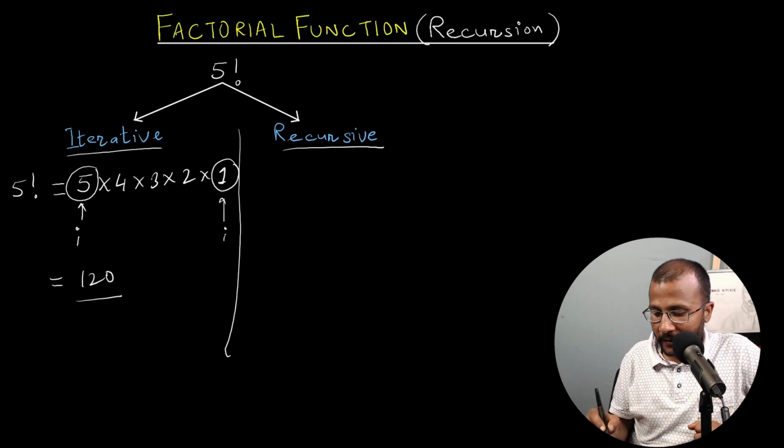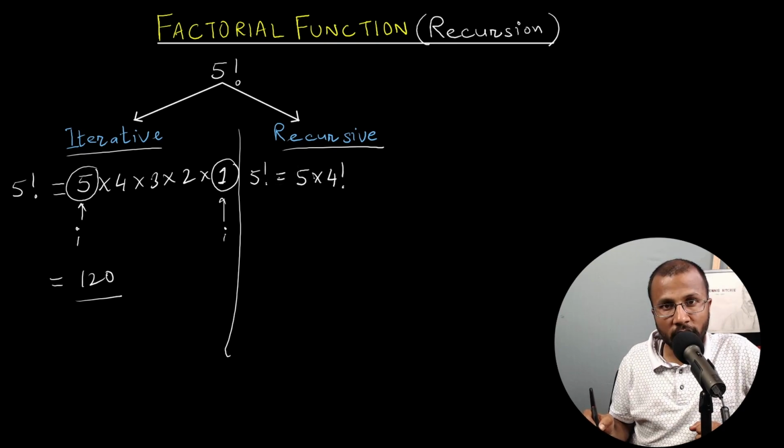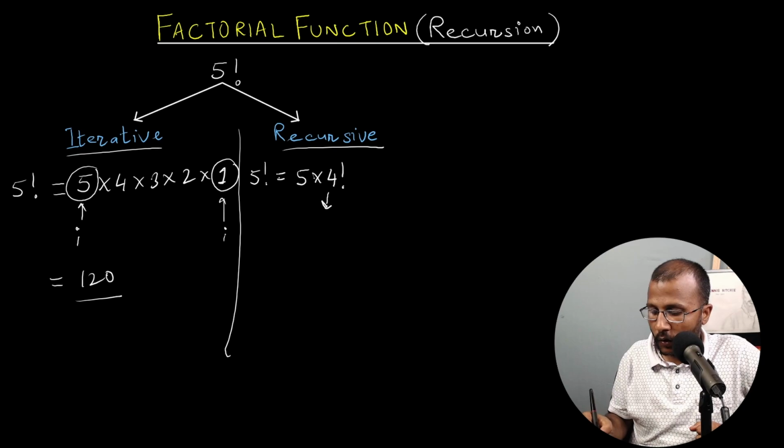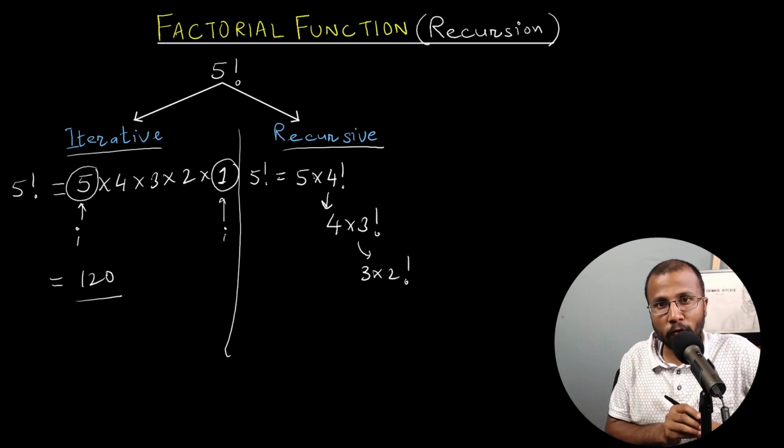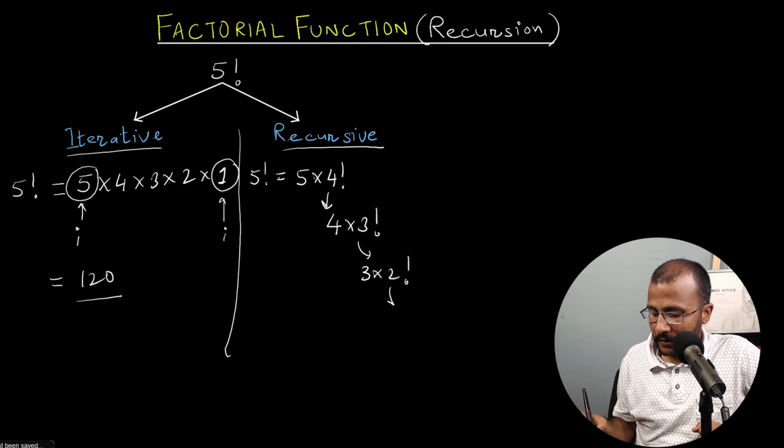5 factorial can be written as 5 factorial is equal to 5 times 4 factorial. Now I need to find out 4 factorial and multiply that with 5 to get the answer, that is 5 factorial. Now what is 4 factorial? 4 factorial can be written as 4 times 3 factorial. How do I find out 3 factorial? It is nothing but 3 times 2 factorial. Now how do I find out 2 factorial? I write 2 times 1 factorial.